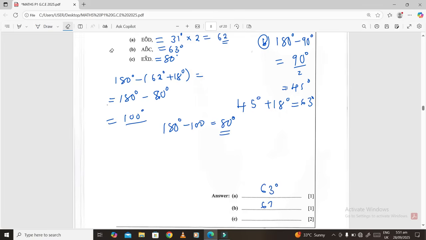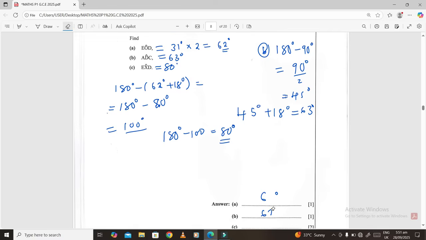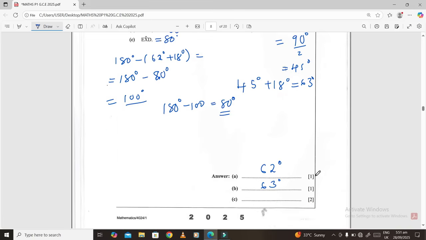Okay, we've made a mistake here. It's supposed to be 60. So that's why it's important that you counter check your work. You go through your work, make sure that what you've written is correct.